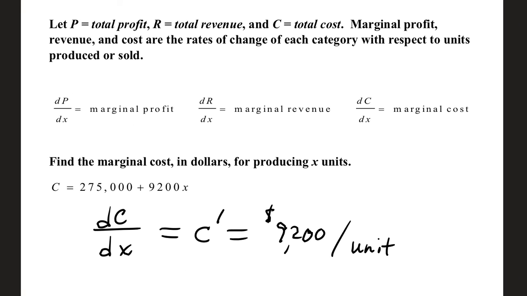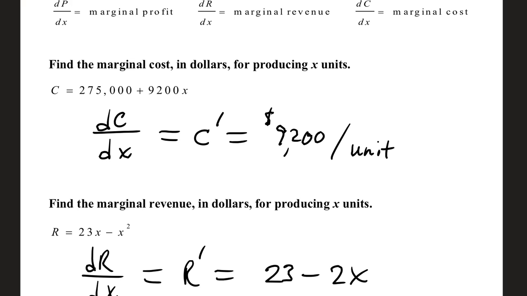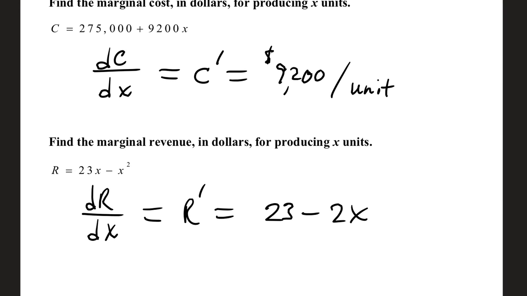Let P equal total profit, R equal total revenue, and C equal total cost. Marginal profit, revenue, and cost are the rates of change of each category with respect to units produced or sold. When you see marginal profit, we're looking at the instantaneous rate of change of profit per unit sold or produced. dR over dx, that's marginal revenue. dC over dx is marginal cost. These are all first derivatives. This page is just strictly an introduction to the terminology. We already know how to do first derivatives.